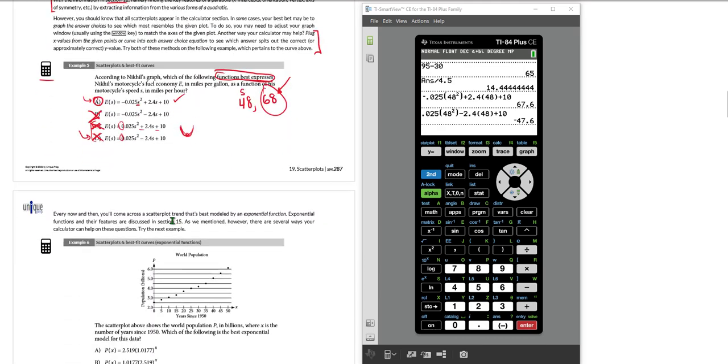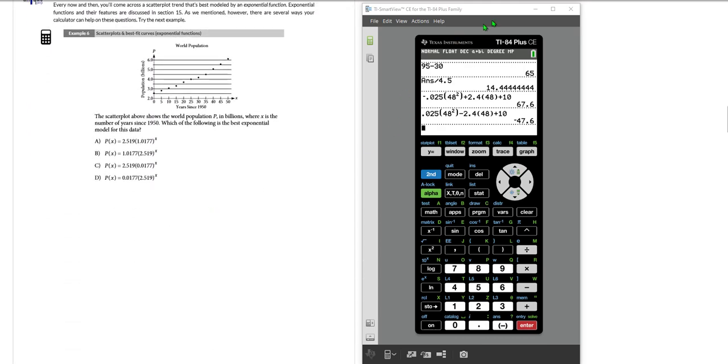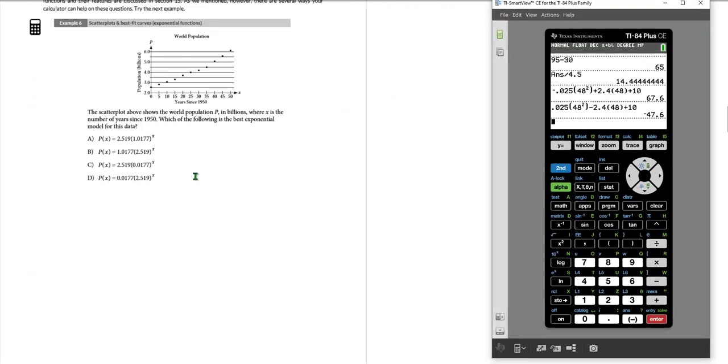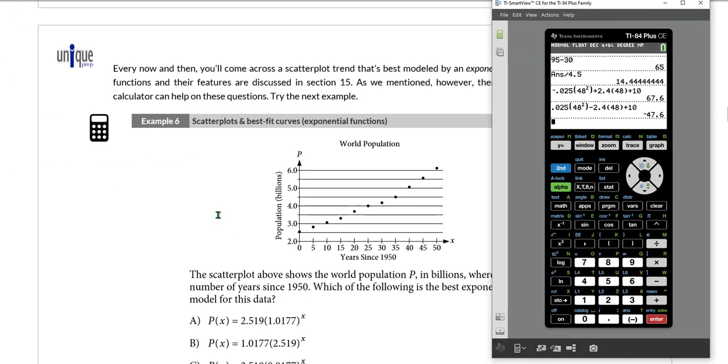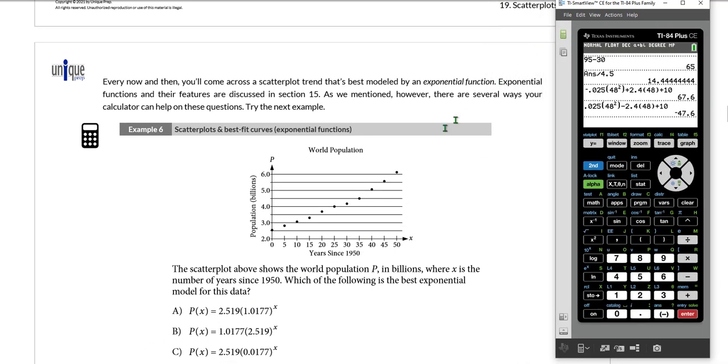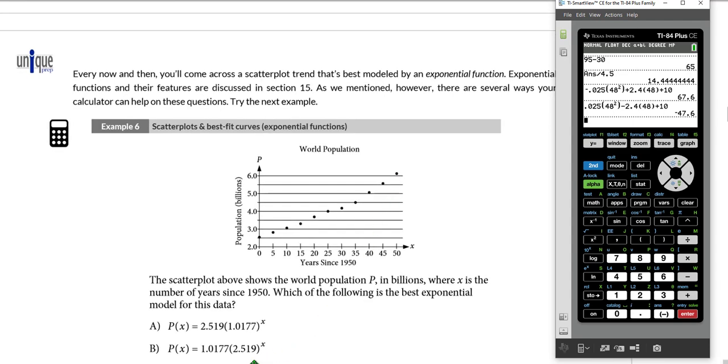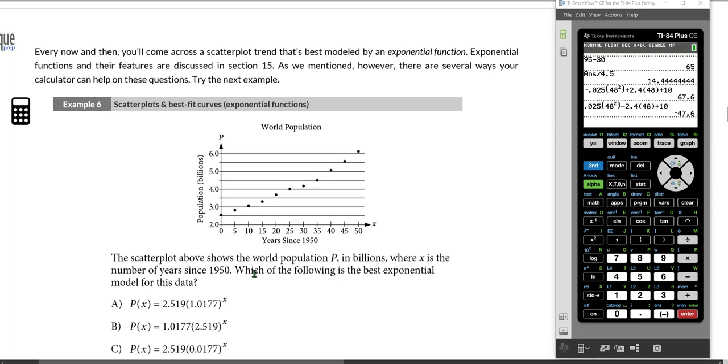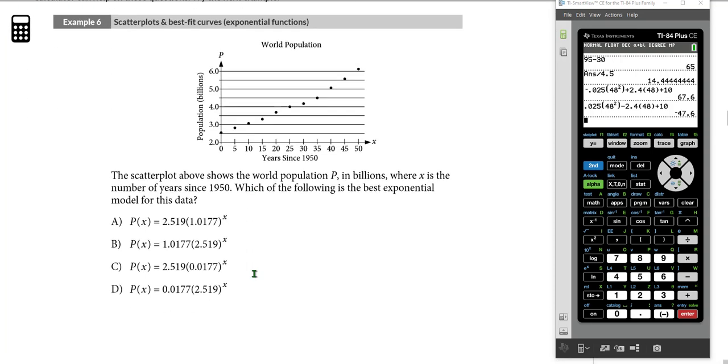At the top of the next page, we are going to finish up here by looking at a question that deals with an exponential curve of best fit. We already talked about linear, we talked about quadratic. Sometimes you will get an exponential curve of best fit. In such cases, the techniques that I just went over with you on the previous question will come in handy. Let's take a look at example 6.